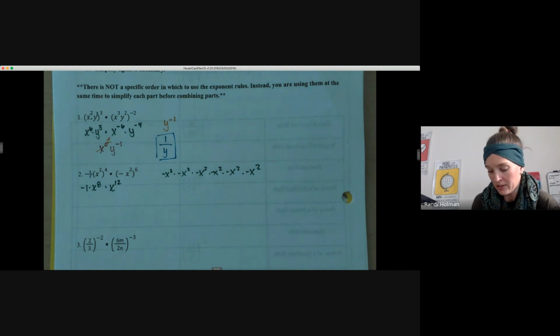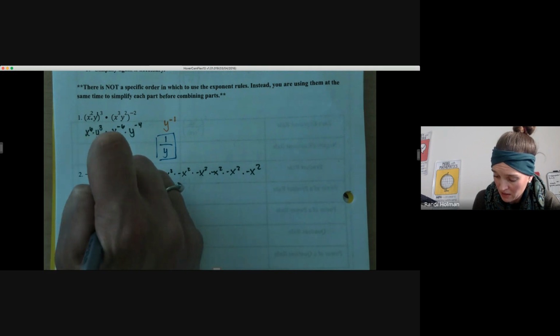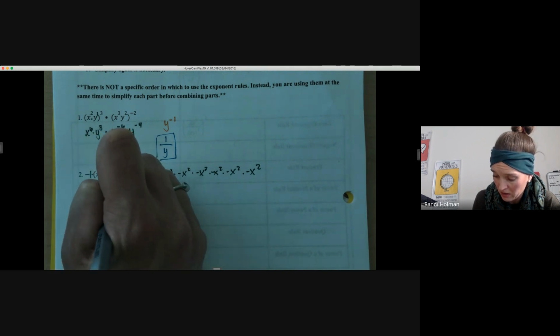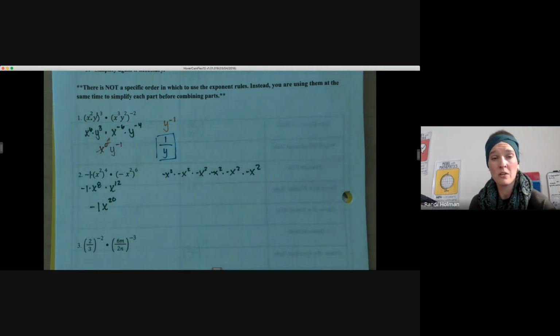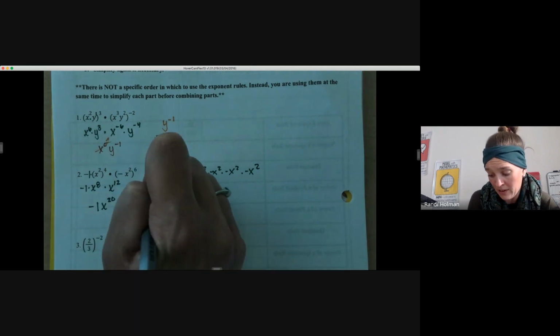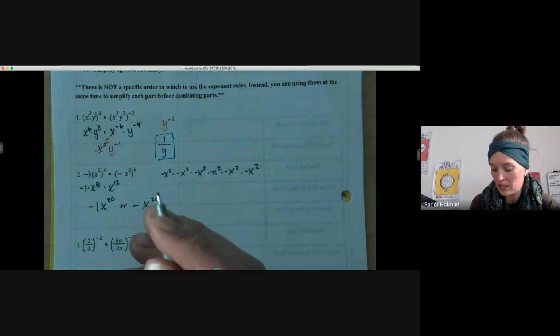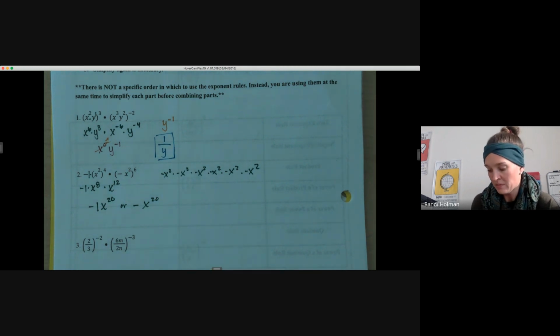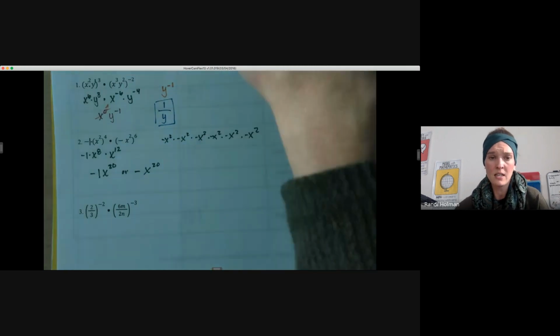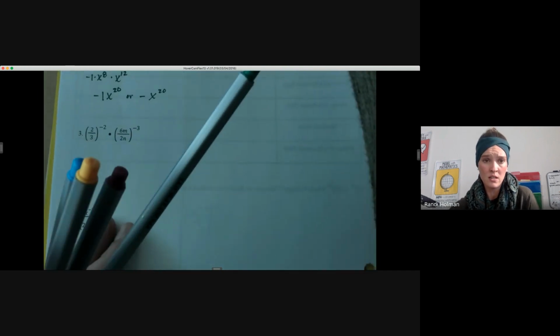Okay. Now it's all multiplication. Like bases, I'm just going to add my exponents. X to the 20. Negative out front is totally fine. You could write it like this, or negative x to the 20th is the same exact thing. So either way is completely fine. Okay, let's take a look at a couple more examples, combining these rules.